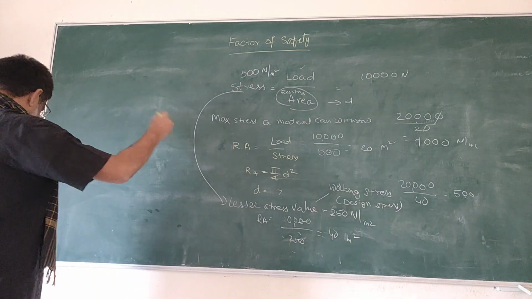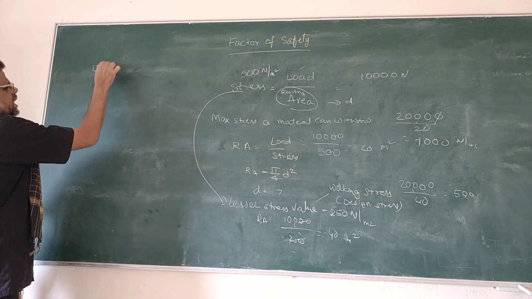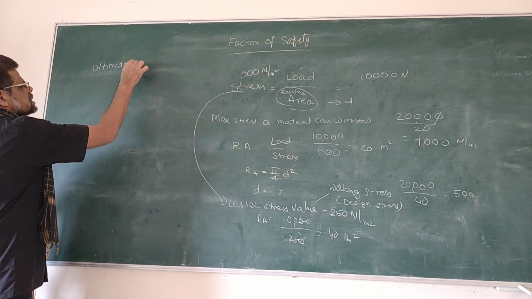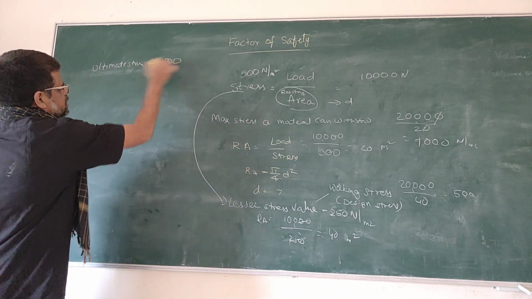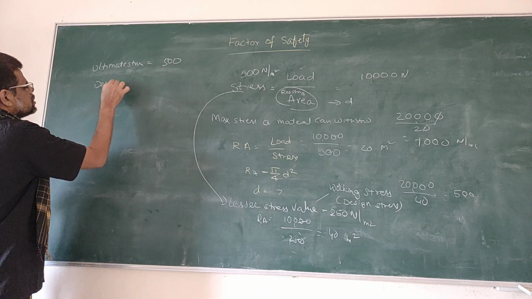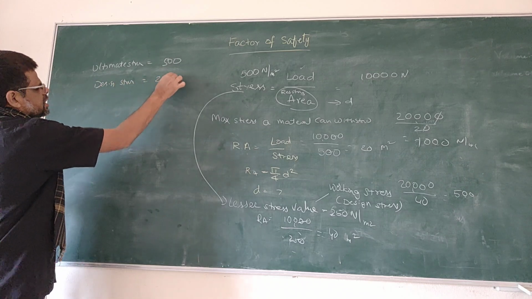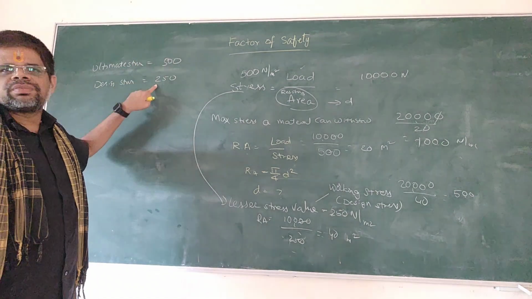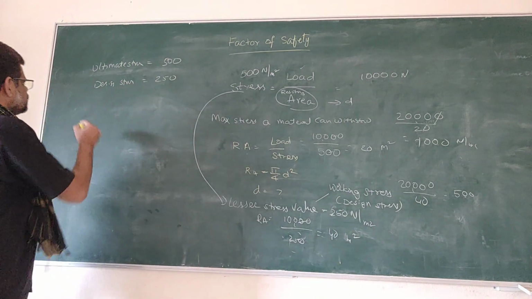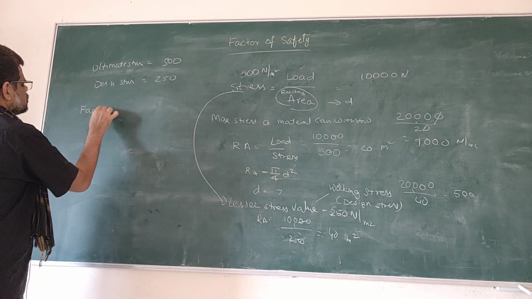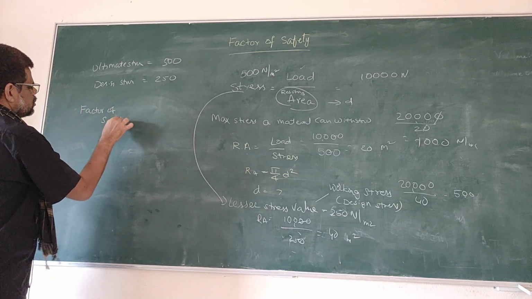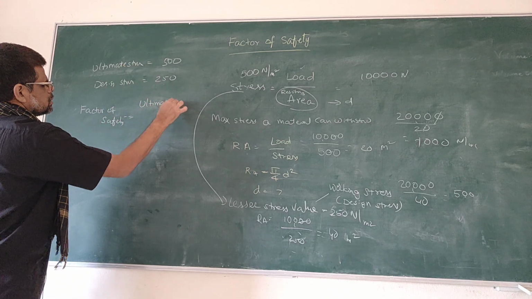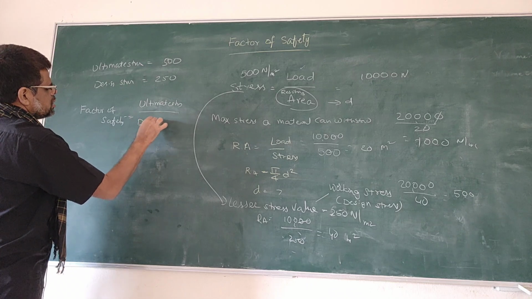Now come here. What is the maximum stress? Maximum stress is also called ultimate stress. Ultimate stress is equal to how much? 500. And design stress is how much? Here we have taken it as 250. Now, the ratio of these two is called the factor of safety. So factor of safety is equal to ultimate stress by design stress, or working stress.